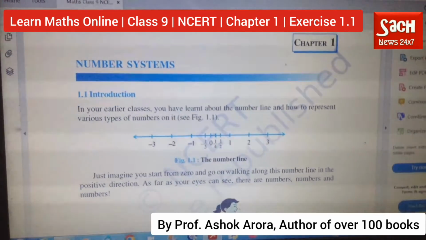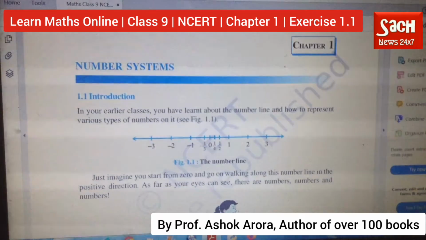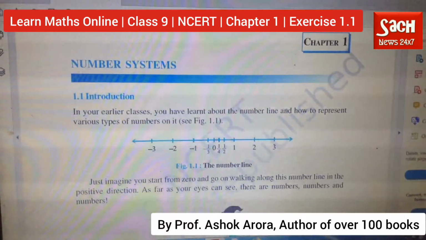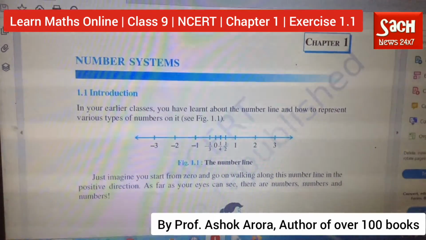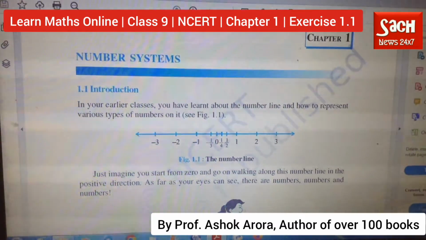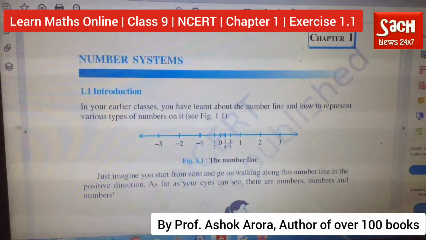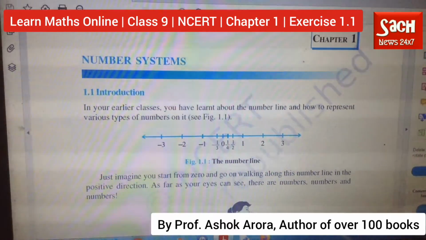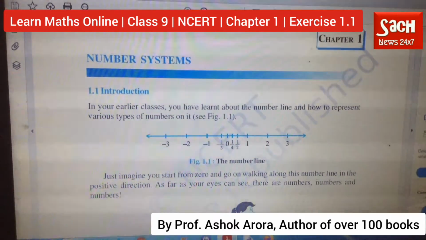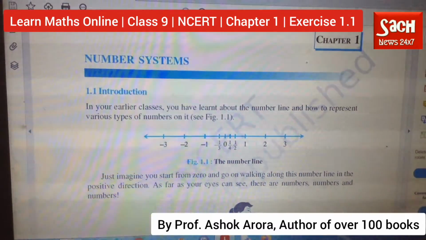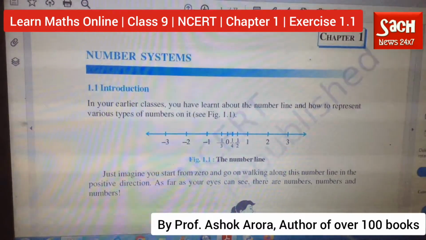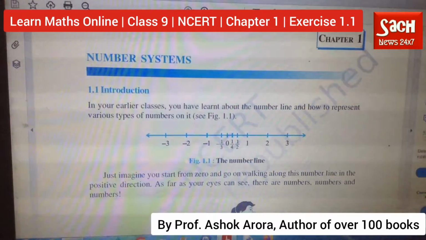Today we will do chapter 1, Number System. Do you have the NCERT book with you? If you don't have it, you can download it from Google and then study it. Open chapter 1, Number System. We shall do the number system today.